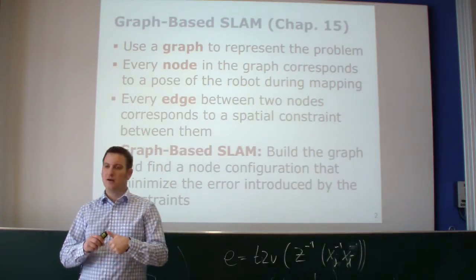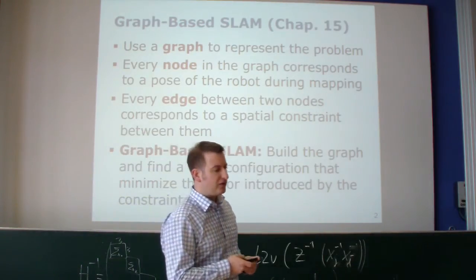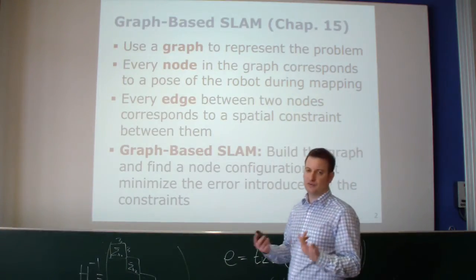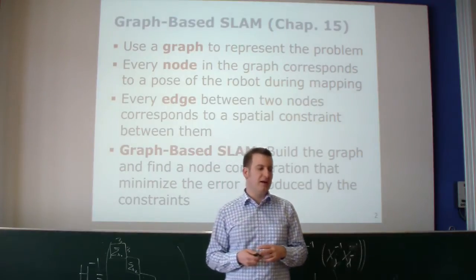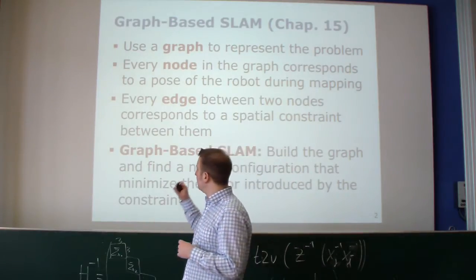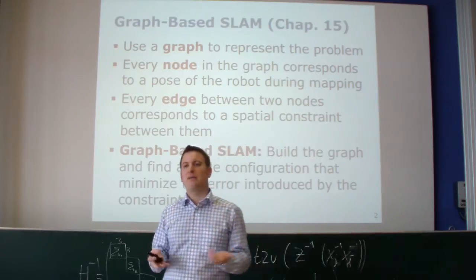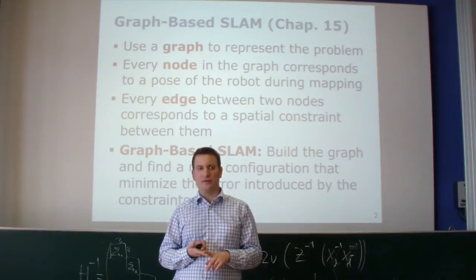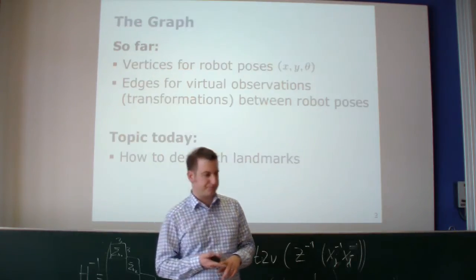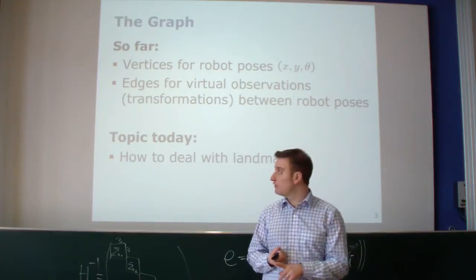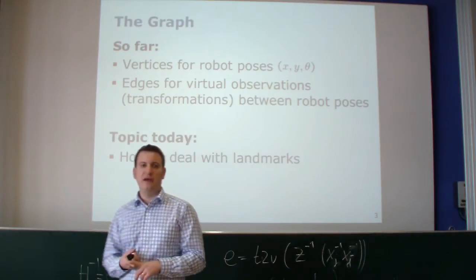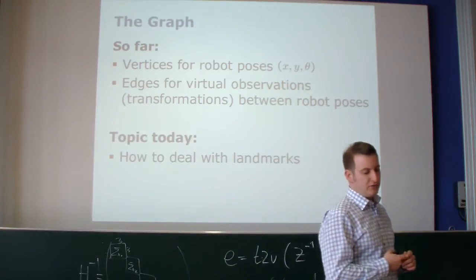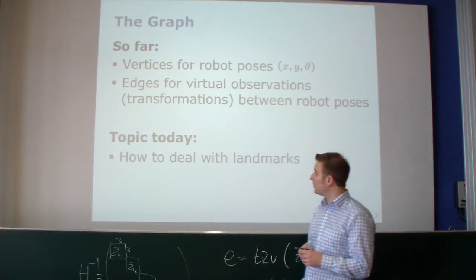So far, we only had nodes, and an edge is a transformation between two nodes extracted from what we call virtual observations. Today we're going to leave that behind and come up with a graph representation where a node can be either a position of the robot or a feature in the environment that we can observe. So far the vertices or nodes in the graph were x, y, theta locations and relative transformations among them. And today the question is how to deal with landmarks.